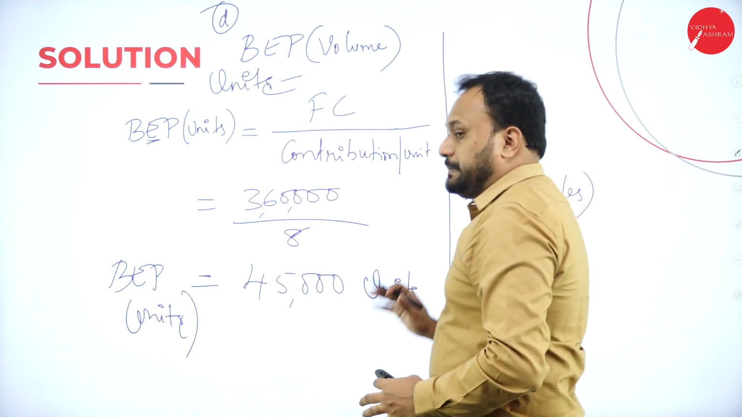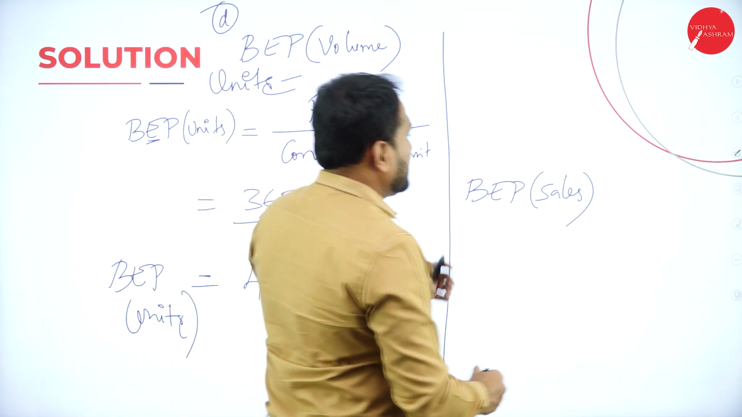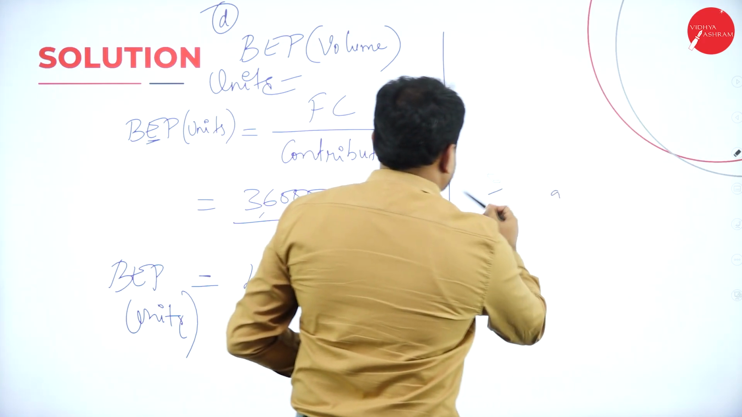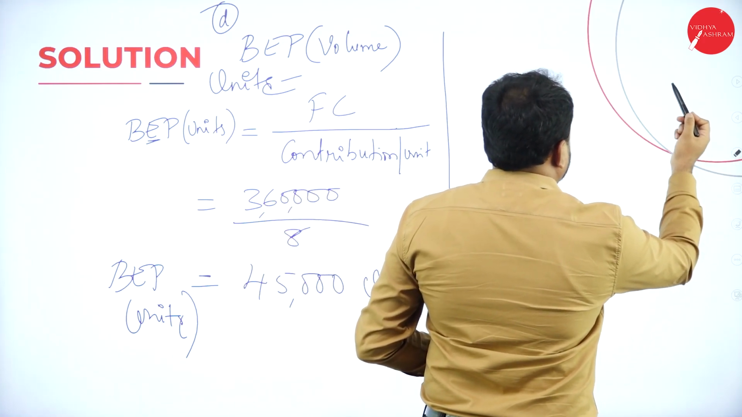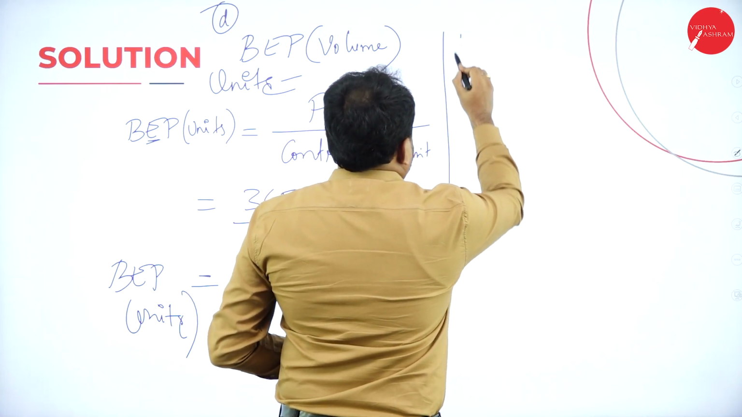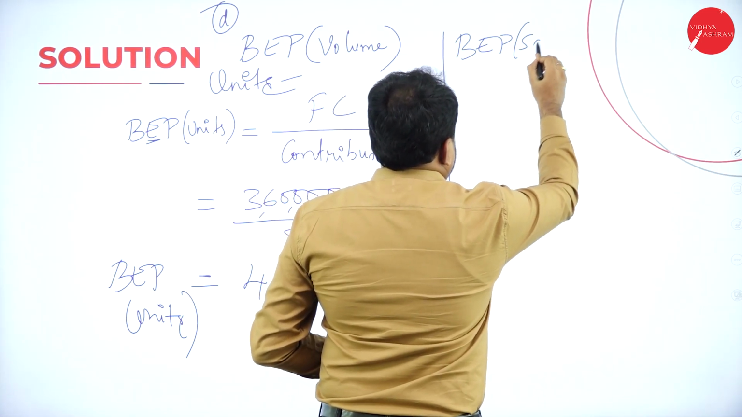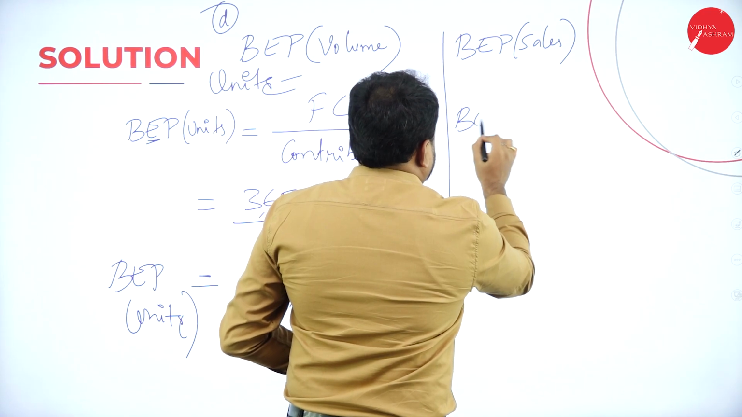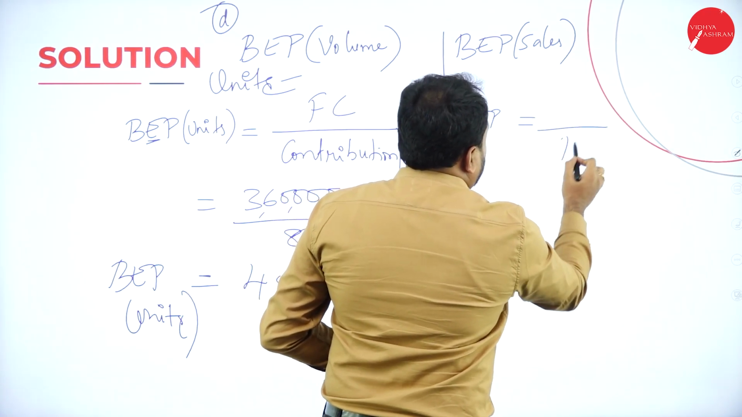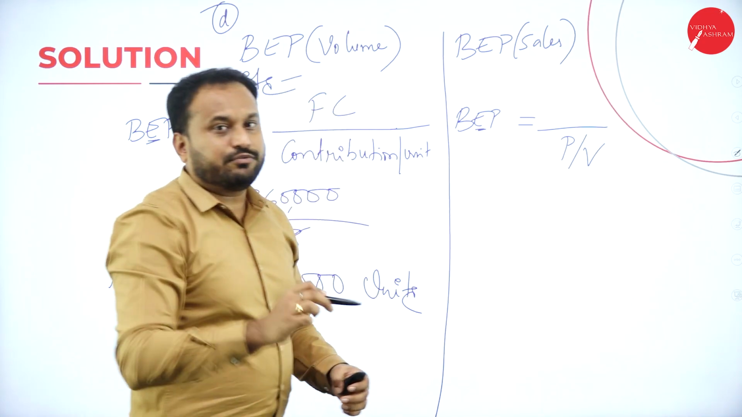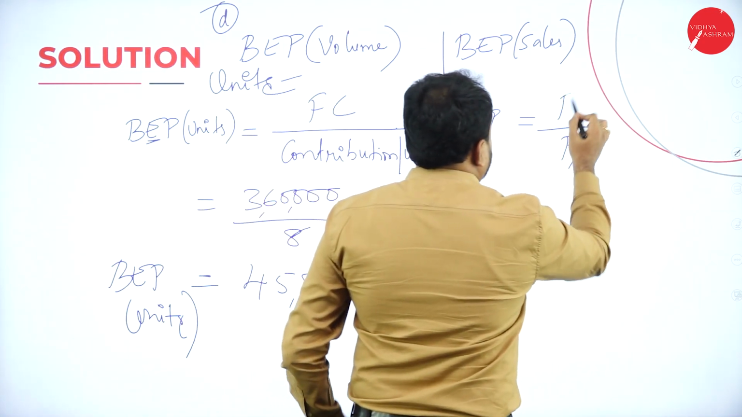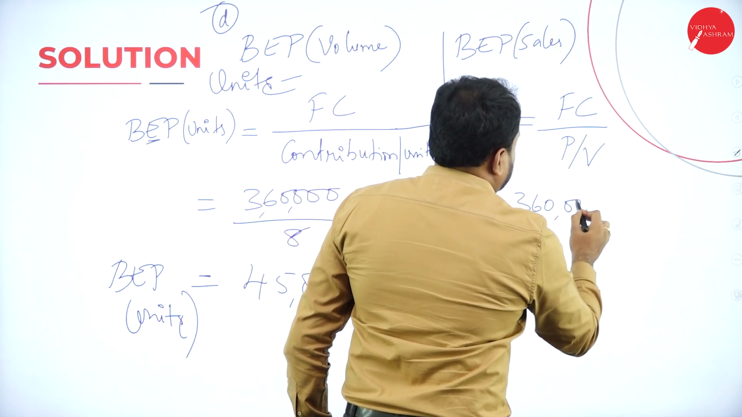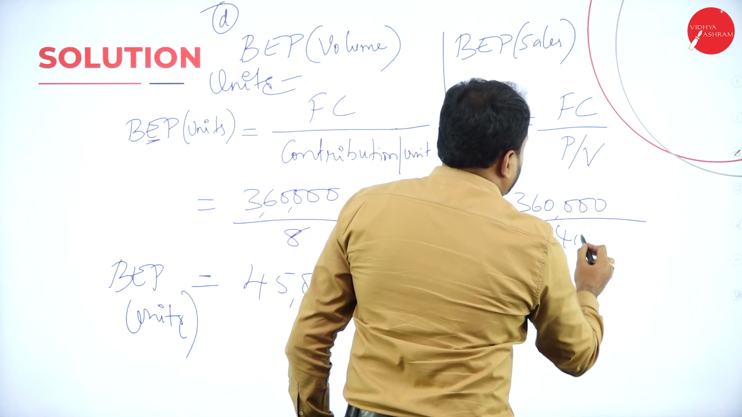Let's go with the next one, that is BEP sales. Let me erase this here for you. Let me write here a little above. So what is this BEP sales? Whenever we go with BEP sales, understand the formula is BEP is equal to, denominator you get PV. After E, what will come? F. F means fixed cost. So it is fixed cost divided by PV. What is fixed cost? 3,60,000 divided by PV.